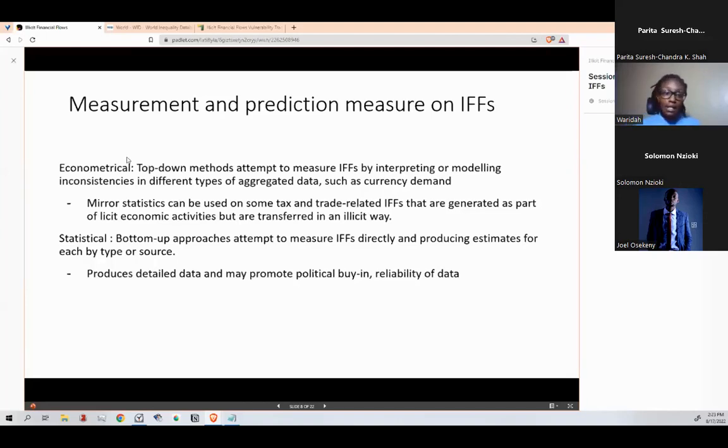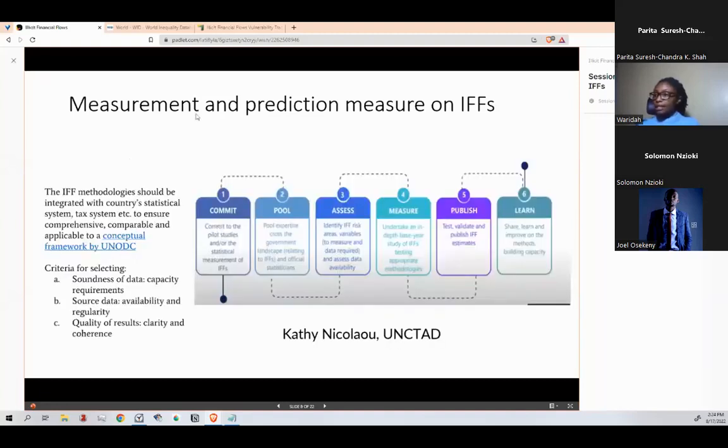The second one is statistical. This is more direct, and it looks at IFF type or source. So this is more detailed, and the data is more reliable because it is direct data. And of course, with this, there's more potential for political buy-in. Now, with that in mind, let's look at some of the processes that are used.